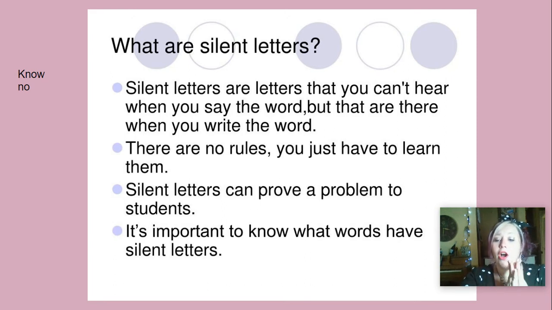Okay, so what are silent letters? Silent letters are letters that you can't hear when you say the word, but that are there when you write the word. And that's super important because there is a big difference between K-N-O-W and N-O. K-N-O-W is know, like I know the answer, and N-O is no, like no, I won't do that. And if you are writing something and you don't know how to spell the correct word, what you say changes completely. I know the answer is way different than no, I don't want to pay you $500,000.